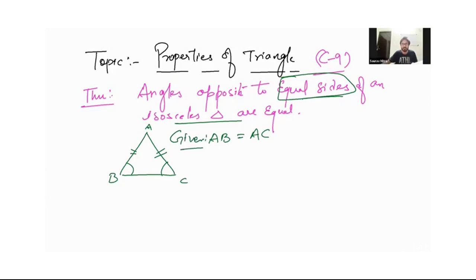Now the theorem says that if sides are equal, then the angles opposite to those sides will also be equal. So that means your angle B is equal to angle C. This you have to prove. You will get this from this result: if the sides are equal, then the angles opposite to the equal sides will also be equal. So we will prove this theorem. Okay, we will derive this theorem.